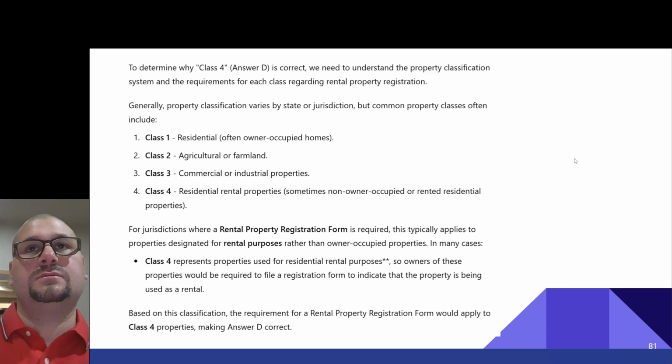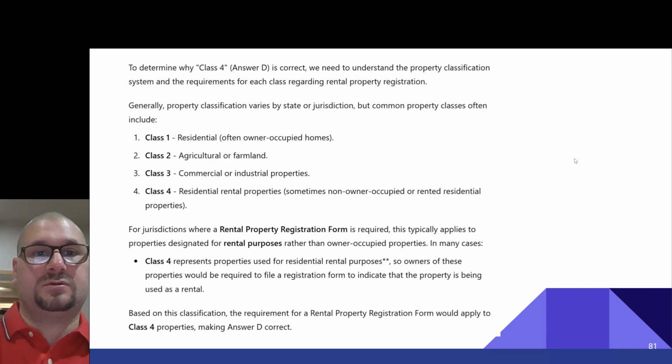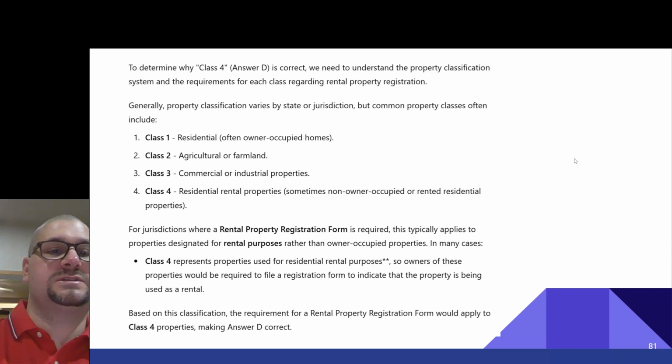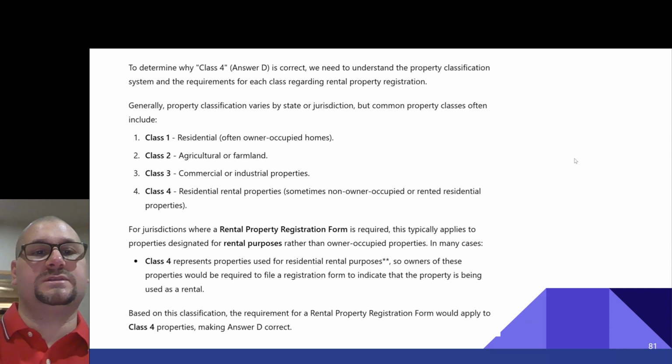Class 2 is going to be agriculture or farmland. Class 3 is commercial or industrial properties. Class 4 is residential rental properties.